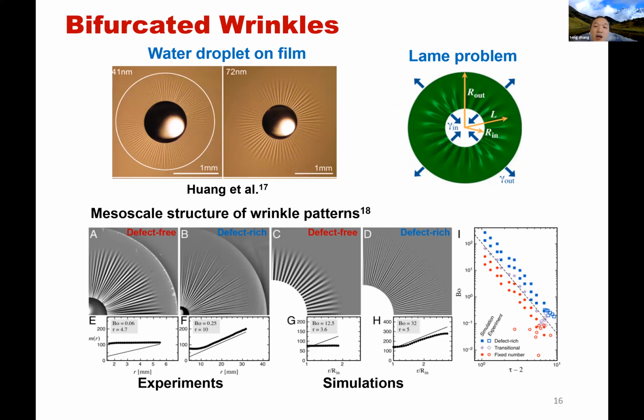For regime 1, which we call defect-free, you have only radial wrinkles, so your wrinkle number at different locations is constant. In the second regime, you can see new wrinkles keep coming up. When you count the wrinkle number as a function of the radial direction, you will see a linear increase as you move from the inner surface to the outer surface. And panels C and D are the simulations.